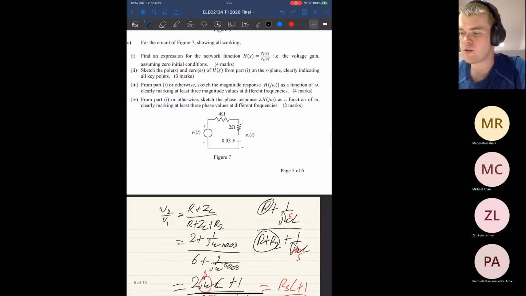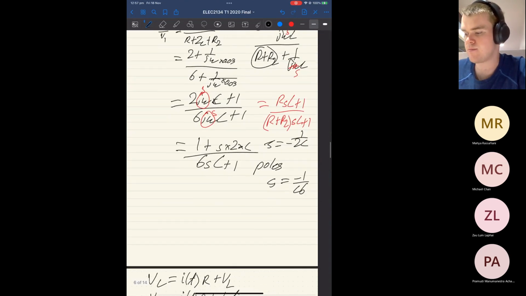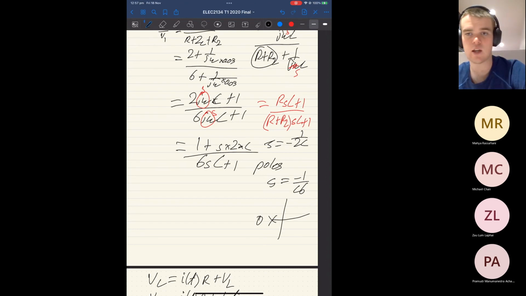And then sketch the poles and zeros for part 1 on the s-plane, identifying all key points. We're going to have one at that location, and then one maybe at that location. I don't know exactly where they are, but you get the idea.